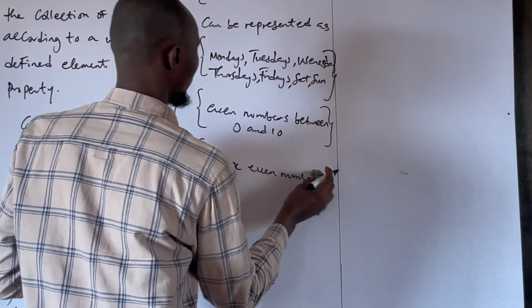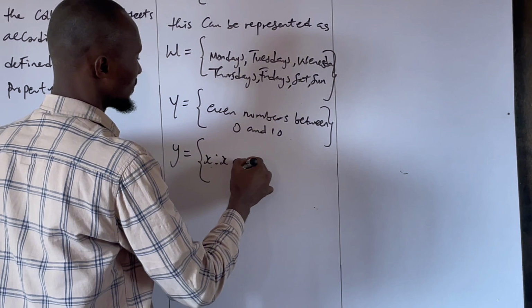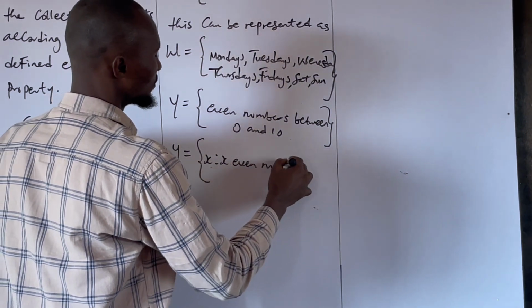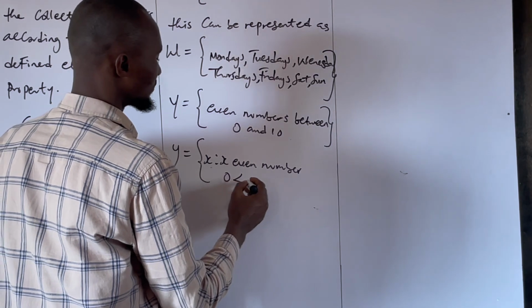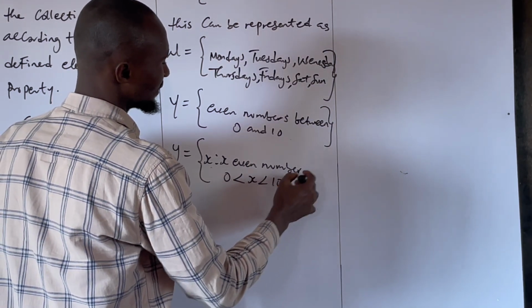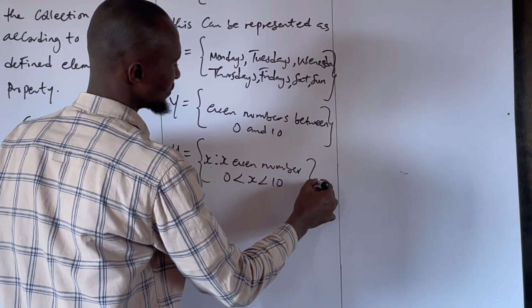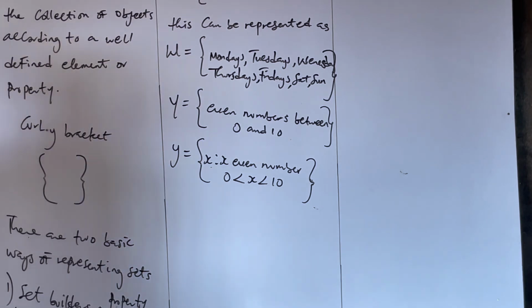So we're going to say x, x is an even number, 0 less than x less than 10. Did you understand now? So that is one of the basic ways of representing sets.